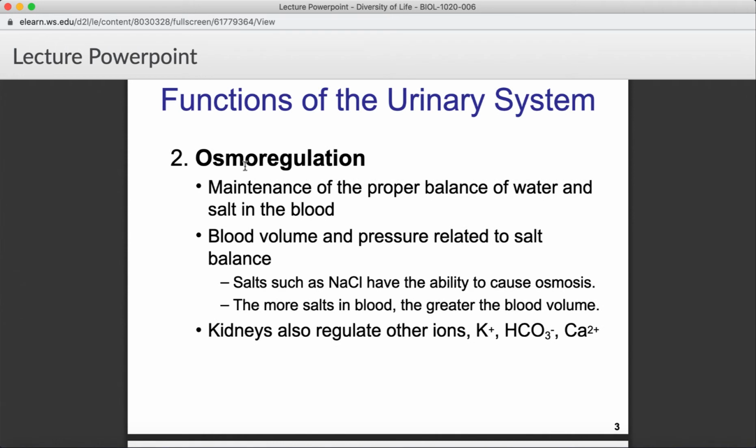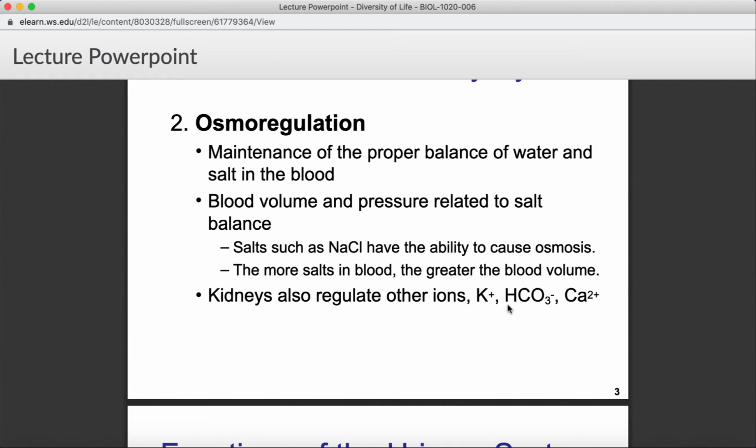The other function is osmoregulation, meaning you have to maintain the proper balance of water and salt in the blood, so that your cells don't get hypertonic or hypotonic and lyse or burst. So you maintain this osmolarity by regulating calcium, bicarbonate, and potassium.